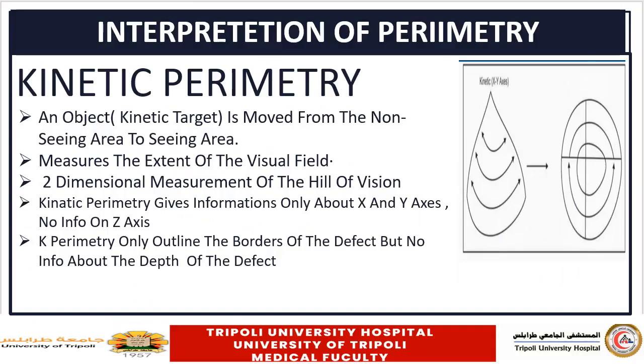Kinetic perimetry is one variety of perimetry. As I said, this assesses the visual field in 2 dimensions, and there is a moving object from the non-seeing area to the seeing area. This determines the boundary of the visual field. It is a 2-dimensional assessment of the visual function, unlike static perimetry. So we speak only of the x and y axes and no z axis in kinetic perimetry.